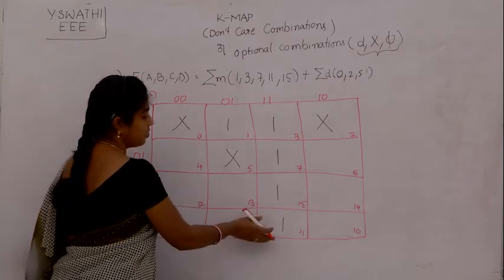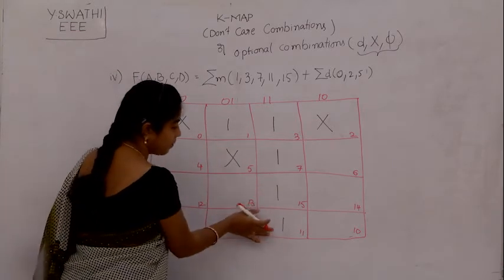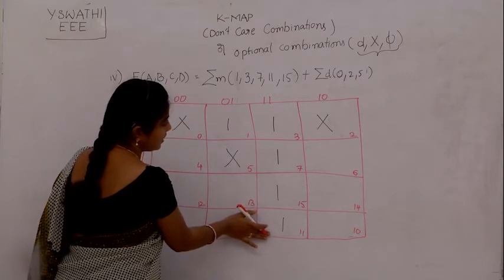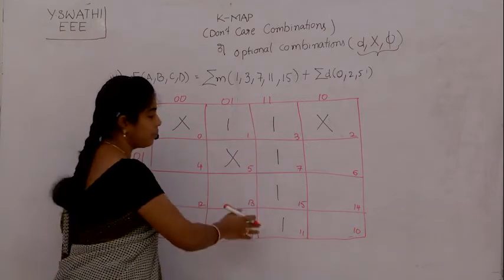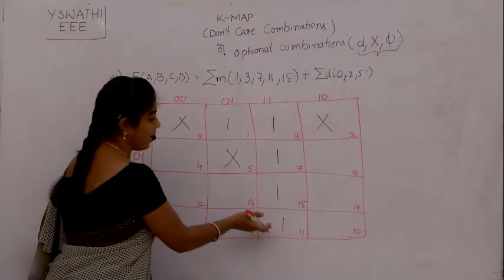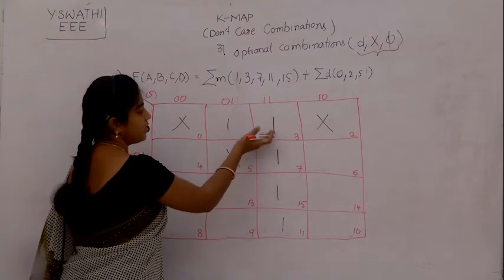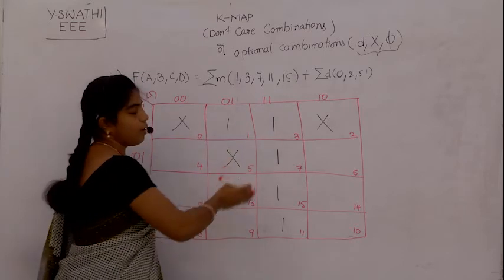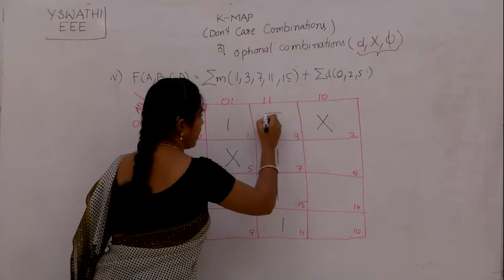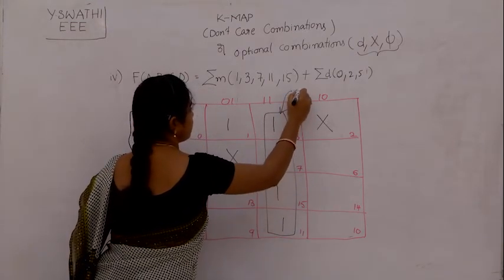Now if you are seeing, these two are looking away from the group of the ones. So we will first see these cells, of course we can form this as a quad, because quads can be formed in a square form or rectangular form. So the 11 cell is adjacent to 15, 15 is adjacent to 7, and 7 is adjacent to 3. So all these 4 can form a quad. So this is our first prime implicant.